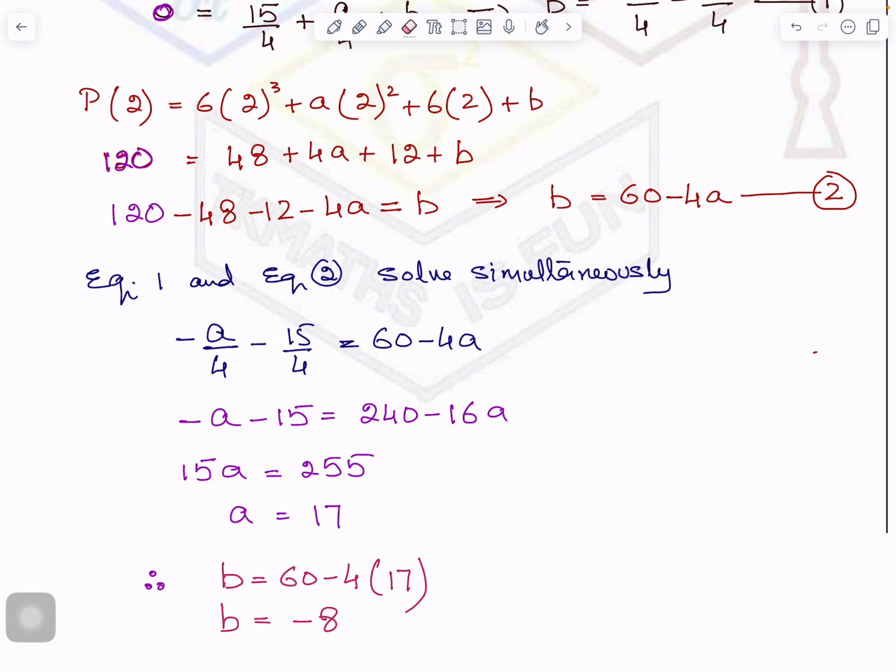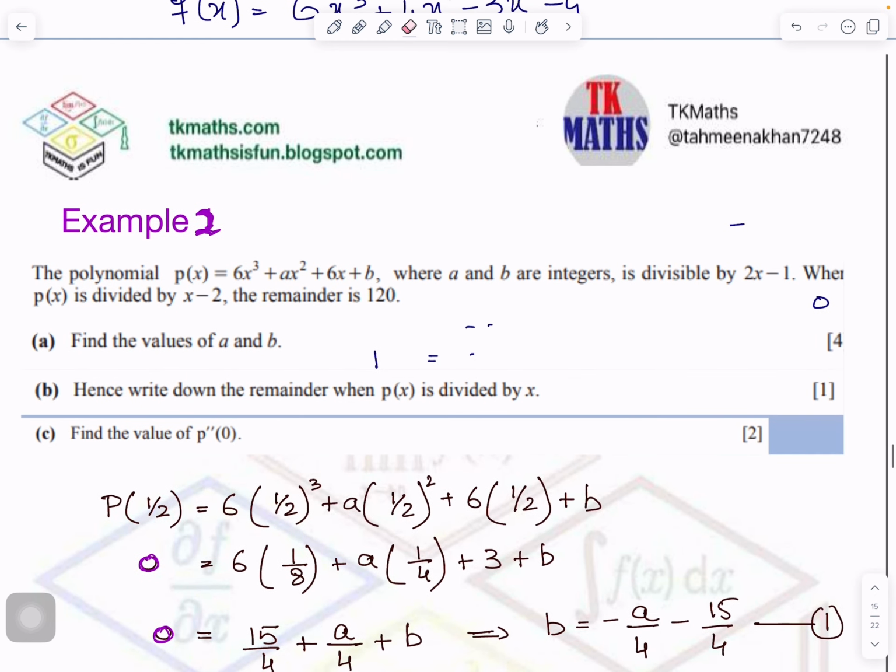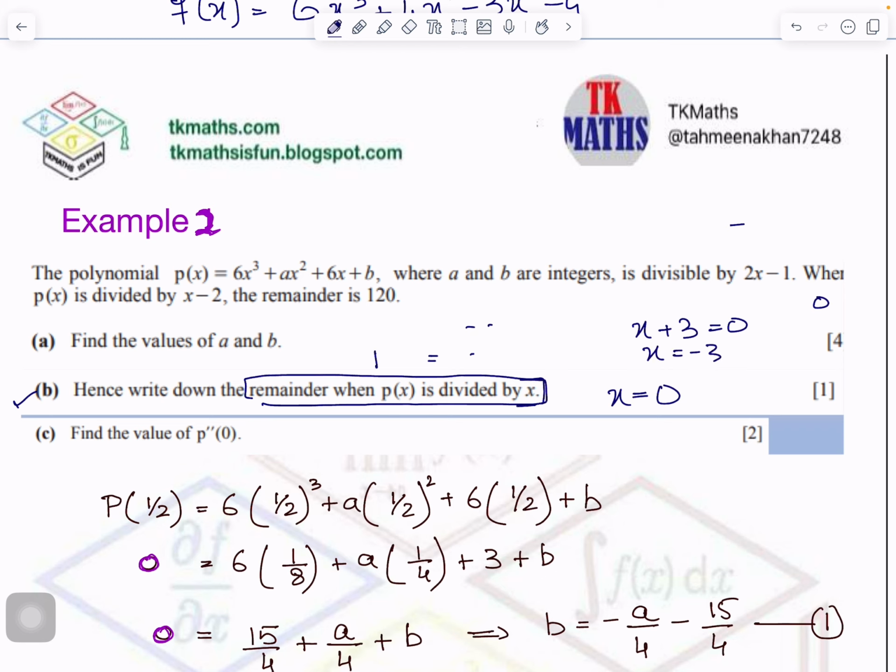Now, once I have the values of a and b, the question is saying in part b, hence write down the remainder when p of x is divided by x. Now what does this mean? When it says divided by x, it means x equals 0. When it says divided by, for example, x plus 3, you put it equal to 0 to get the value of x. Here it is saying divided by x. There is no other number along with it, so it simply means x equals 0.